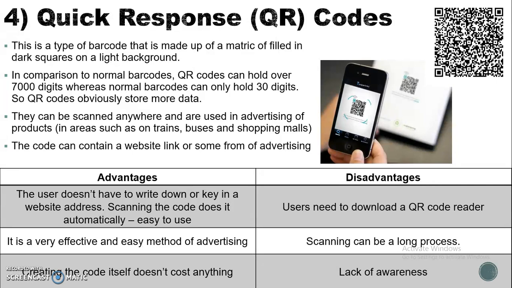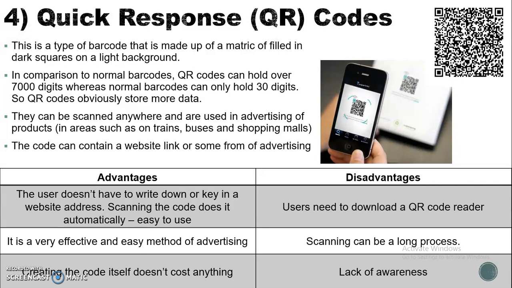They can be scanned anywhere and are used in advertising of products in areas such as trains, buses, and shopping malls. The code can also contain a website link or some form of advertising. Advantages of using these codes are that the user doesn't have to write down or key in website addresses, and the scanning of the code does it automatically and it's easy to use. It is also very effective and an easy way of advertising products, and creating the code itself doesn't cost any money. Well, it'll cost very little money, if not none.